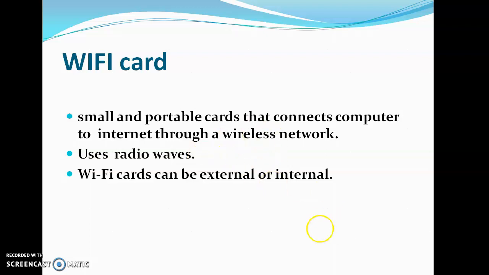It is small and portable, and it connects a computer to the internet through a wireless network, unlike your RJ45, which connects with the help of your NIC card. This one allows your computer to be connected using a wireless connection. They use radio waves. Remember the radio waves that we discussed in the wireless connection? So your Wi-Fi card uses radio waves. The Wi-Fi card can be external or internal. Nowadays it's internal, which means it is inbuilt. So this is what your Wi-Fi card is all about.